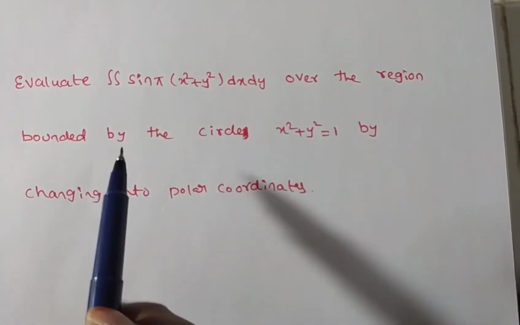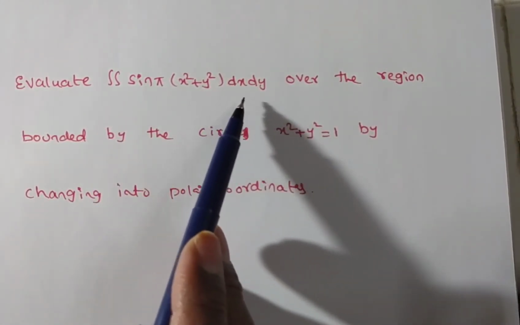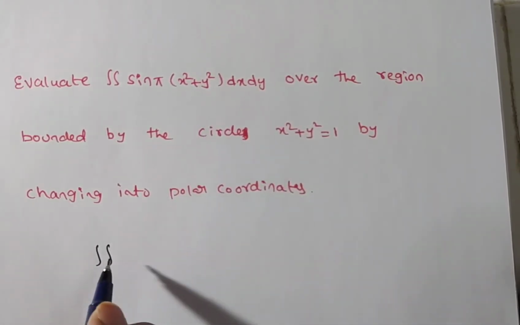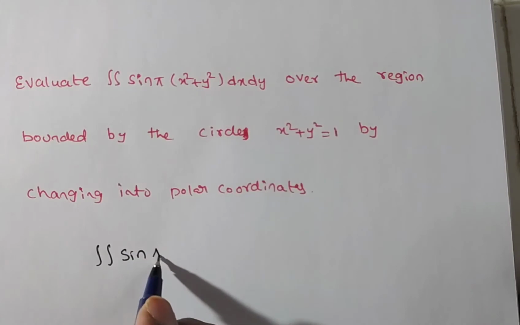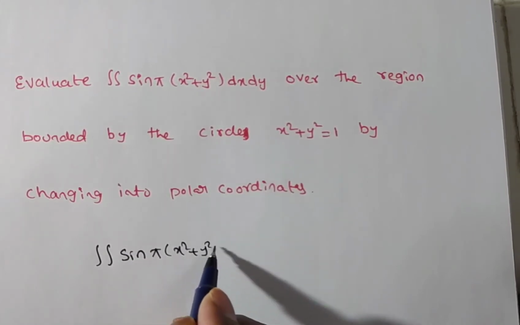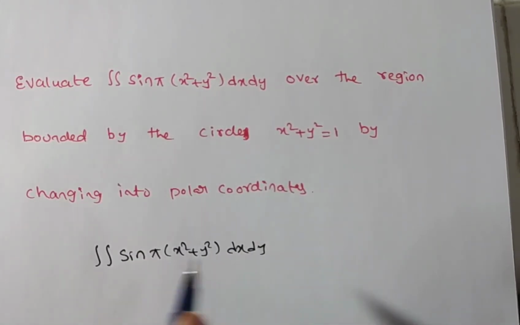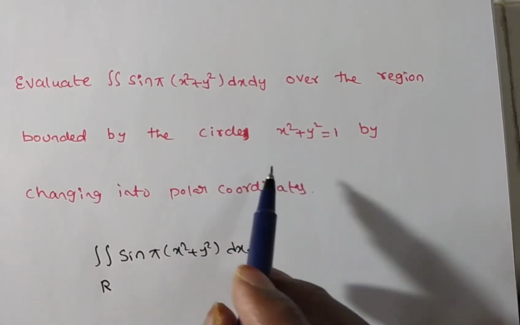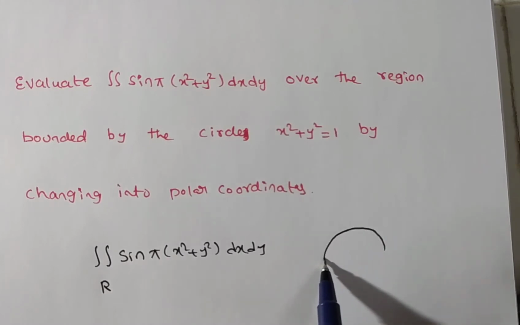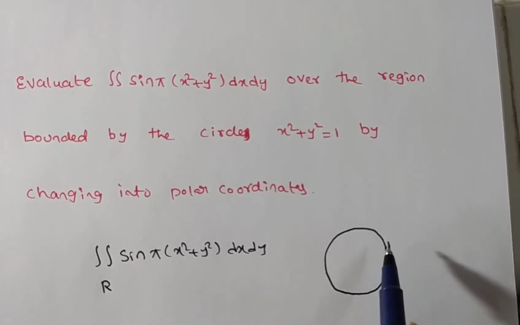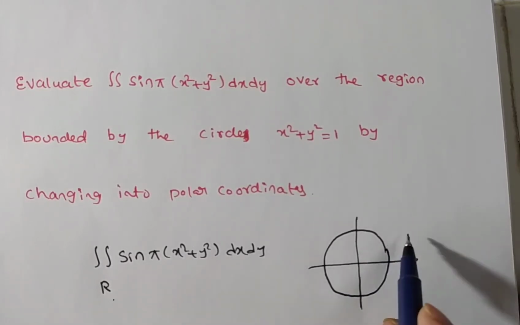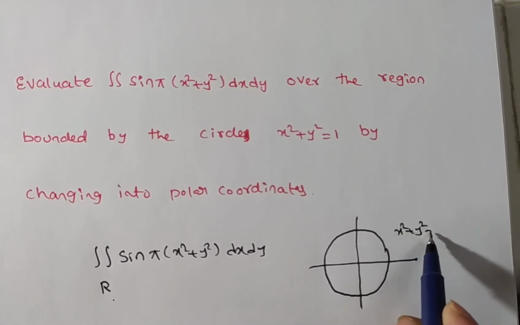You see friends, the given problem is in the xy plane. In terms of x and y, the given problem is the integral of sin(π(x² + y²)) dx dy, where R is a region bounded by the circle x² + y² = 1, nothing but a unit circle. Now we have to evaluate the given integrand in this region.